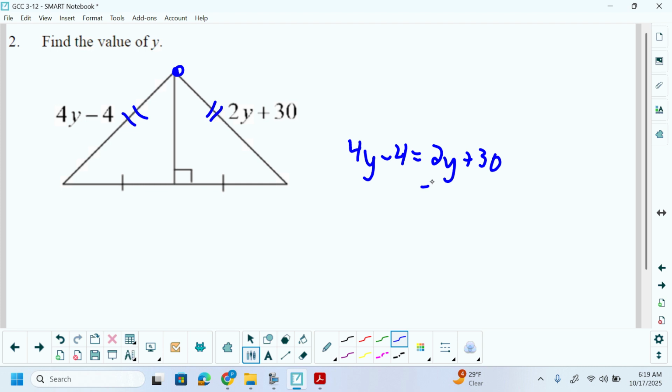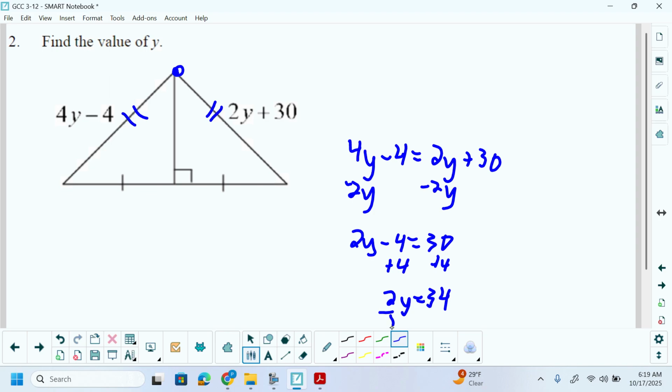So we're going to get everything on one side. I'm going to start by, or sorry, not everything on one side. We're going to get the y's on one side, non-y's on the other. So we'll start by subtracting the 2y over. That gives us 2y minus 4 equals 30. We'll add the 4 over. We get 2y equals 34. And we'll divide by 2, and we get y equals 17. Always reread the question, see if we need to sub back in. In this case, we just wanted to find y, so we're all set.